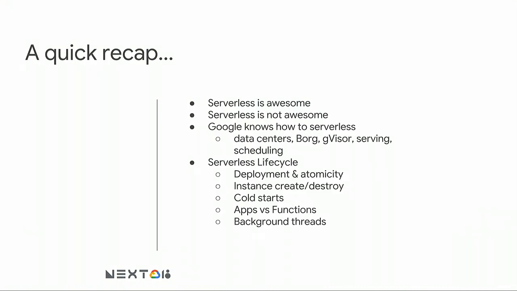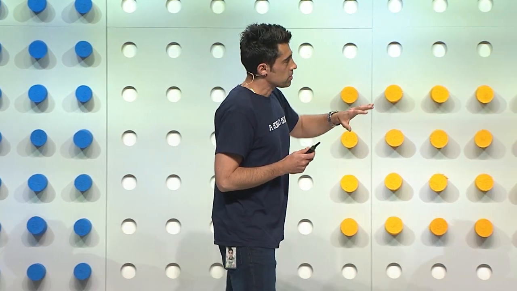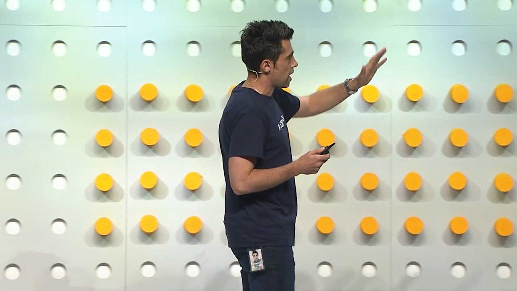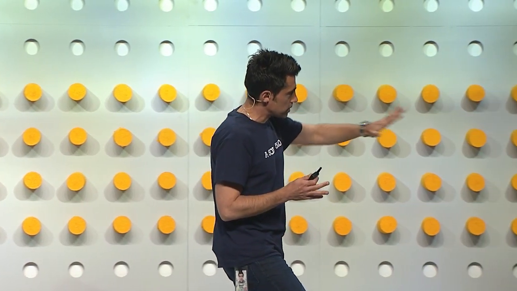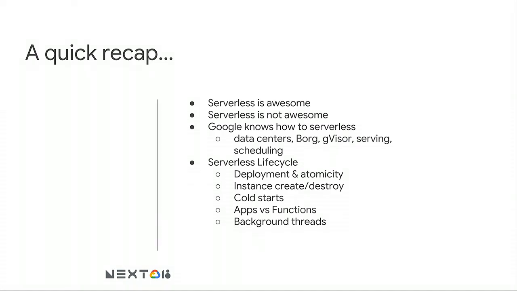Okay, quick recap. Serverless is awesome. It's also not awesome when you can't know what's going on. Google knows how to serverless. You all do too now. So I expect to see many serverless compute competitors emerging after this presentation. And then we talked about the life cycle. What happens at deployment? We talked about atomicity of deployment, instance creation, destruction, cold starts, apps versus functions. Background threads we didn't talk about specifically, but this was the compute time in between the request.